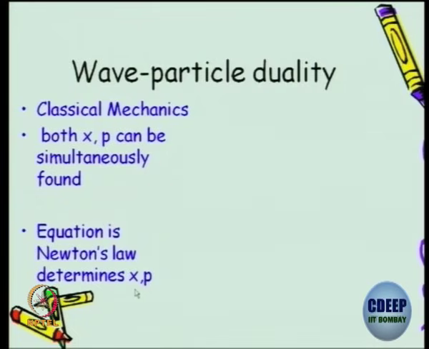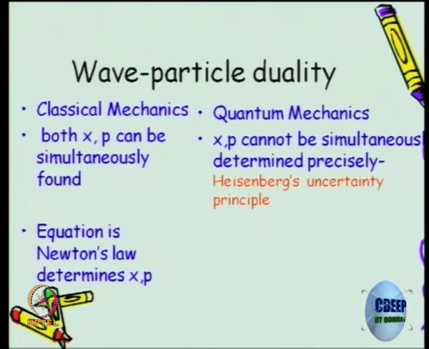You determine x as a function of t. Once you have x as a function of t, d by dt will give you momentum. The situation completely changes once you go into the quantum microscopic world and you want quantum mechanics. You cannot determine x, which gives you the position. P, by de Broglie hypothesis, gives you the wave nature. X gives you the particle nature.